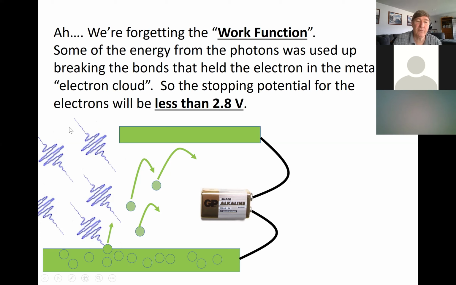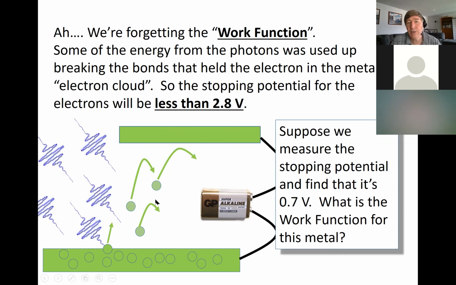Let's suppose that we bombard this metal with blue photons and we change the voltage. Remember, we have a battery with a knob on it so we can change the voltage. When we do a bunch of experiments, let's suppose our experiments show that the stopping voltage is 0.7. It means anything less than 0.7 and some of these electrons are going to make it over to the other side. Anything more than 0.7, no electrons make it. So the stopping potential is 0.7 volts.